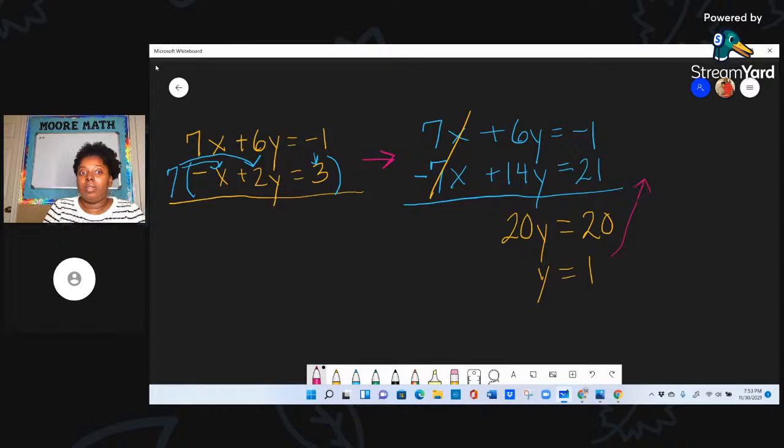1. Okay, so let's see. 7x plus 6y equals -1. We plug in a 1 for x. Oh, sorry, just kidding. We were doing y's. 7x plus 6 times 1 equals -1. 7x plus 6. Okay, it's looking good.